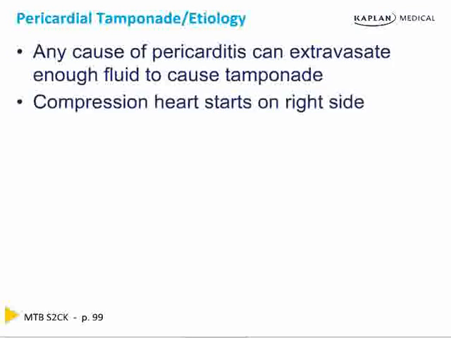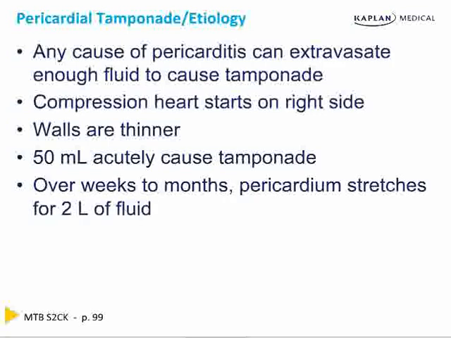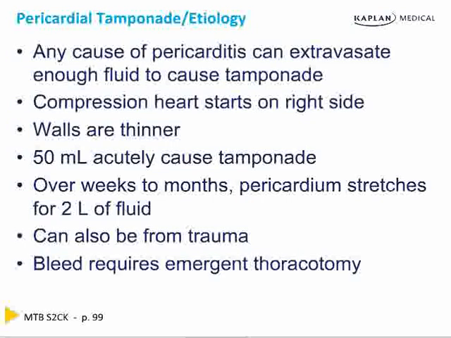And that's fluid compressing it, and the fluid starts to compress it on the right side, simply because the walls are thinner. That's why the right side, the right atrium, the right ventricle will collapse before the left atrium and the left ventricle. And if you get as little as 50 milliliters of fluid acutely, it can cause tamponade. But if it accumulates slowly, you can get liters of fluid in that pericardium, because it gives it time to stretch. But if it's from trauma, it doesn't have time to stretch, and you need to get that blood out of there in a big super emergency with a thoracotomy and a needle.